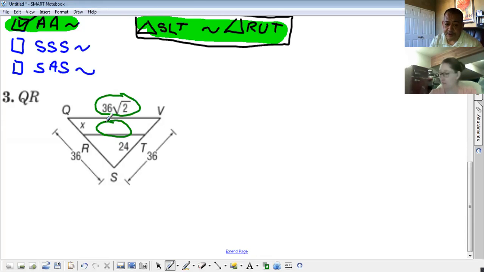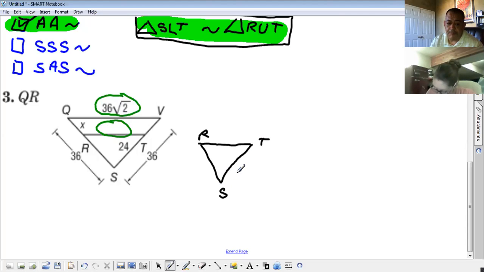Do I know this side? Do I know the measurement of this side? There's no number given here, so I don't know that side. So I recommend the following. There's 2 triangles, a small one and a bigger one. The small triangle will be R, T, point S, and this is 24.